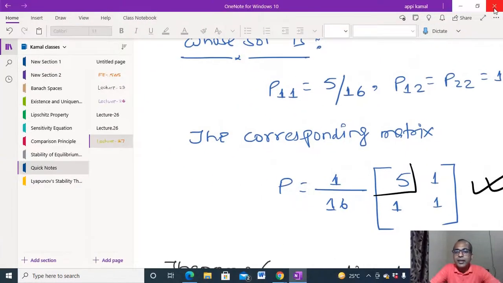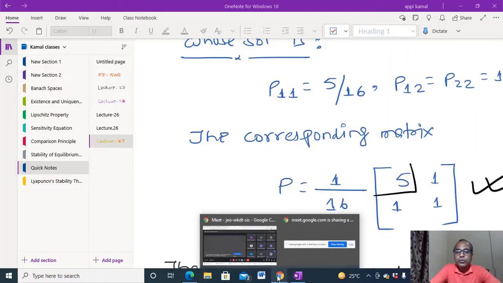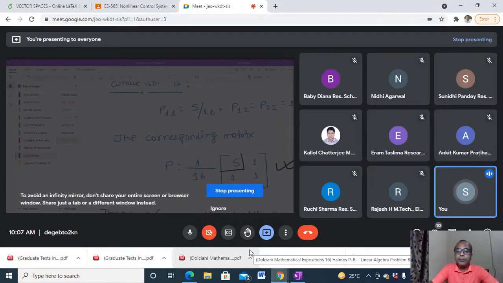Okay, so in this way I am able to show how to construct the Lyapunov function, at least for the linear time invariant system. Okay, so now I found that time is already over. So now I am going to end today's lecture. So now it is time to conclude.